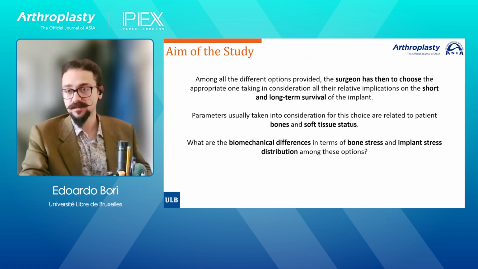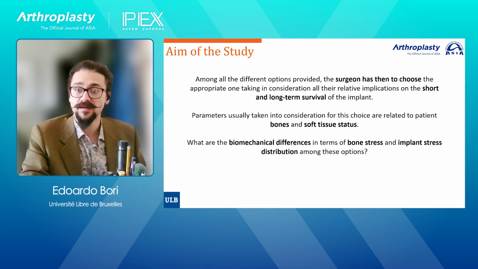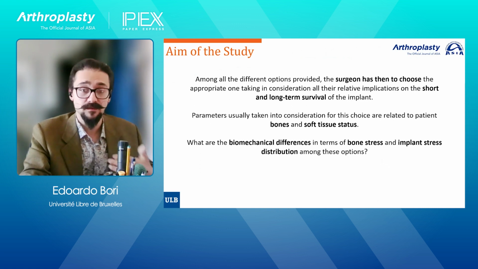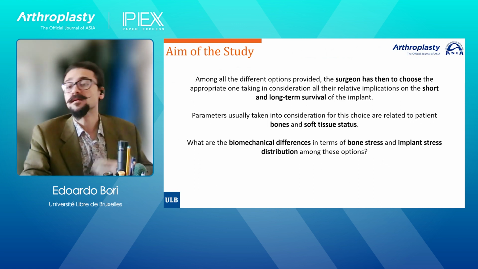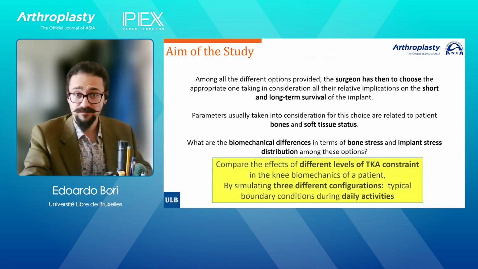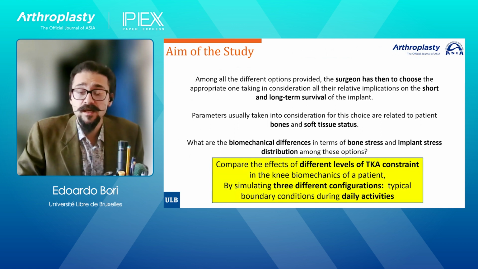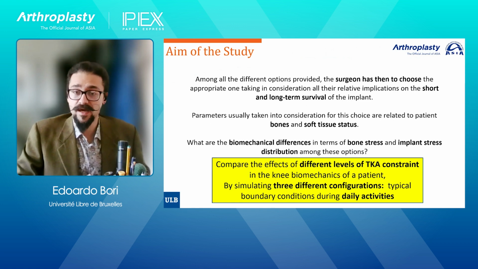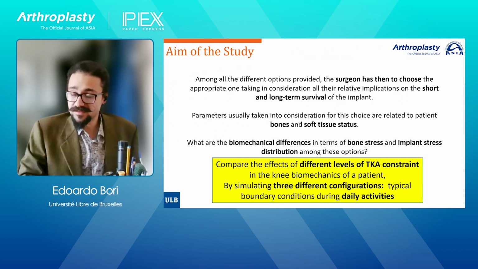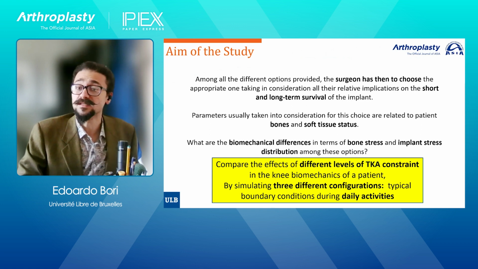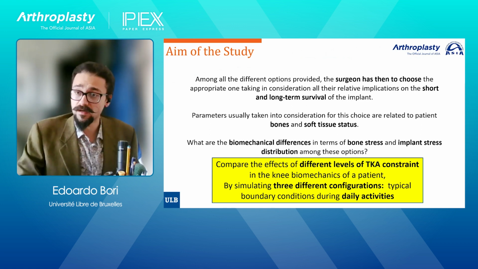What are the effects that each of these different design parameters has on the bone stress, on the stress distribution on the implant, on the contact areas? Biomechanically speaking, this is still not covered by clear and univocal guidelines. Therefore, the scope of our study is to perform a comparison among different degrees of constraint of these TKAs and compare these different outcomes during three typical daily life situations in which the patient can find himself.